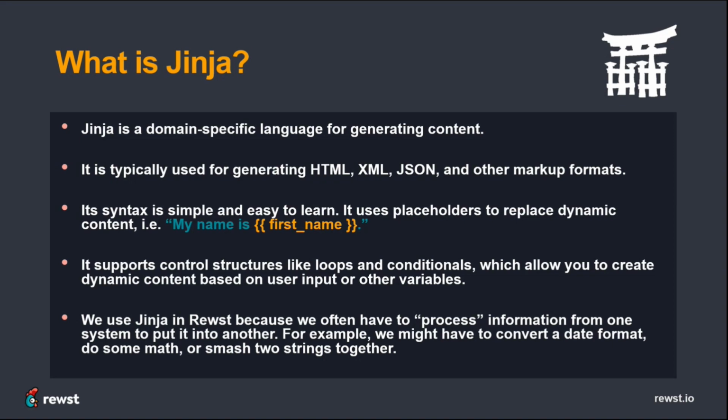And we use it in Rewst because a lot of times we have to process information. So we may collect information from one environment. Maybe you need to transform it. Maybe take a first name and last name, add them together to make a full name. And Jinja is really convenient for doing things like that.